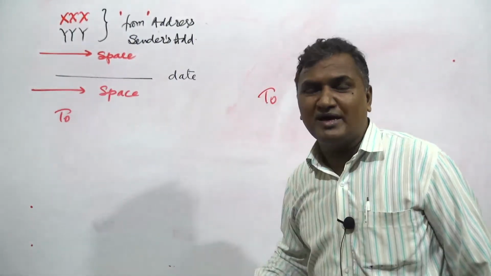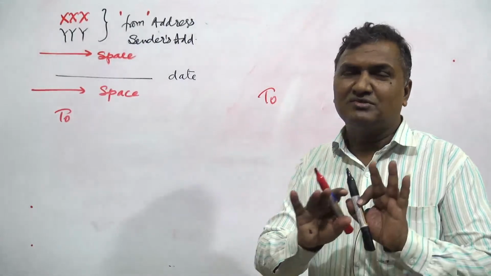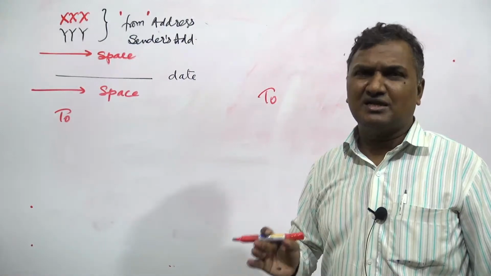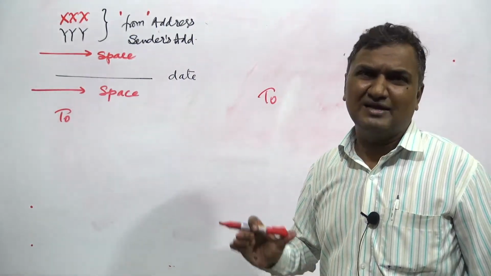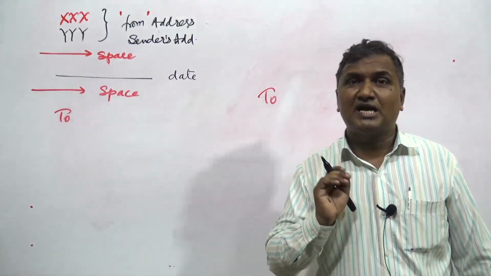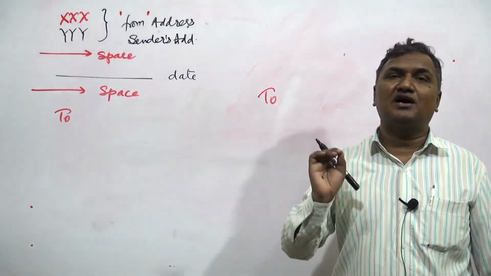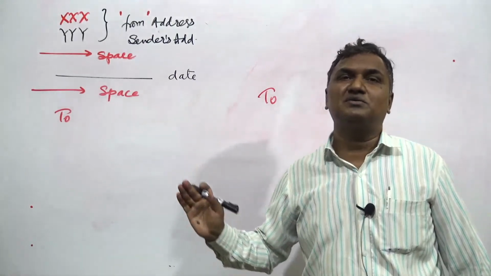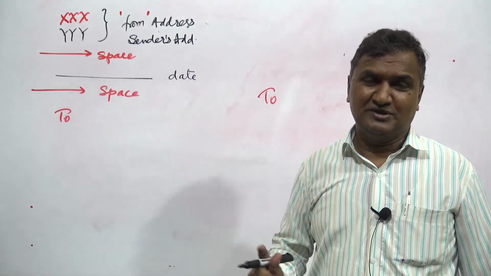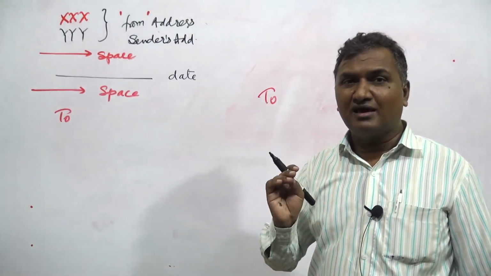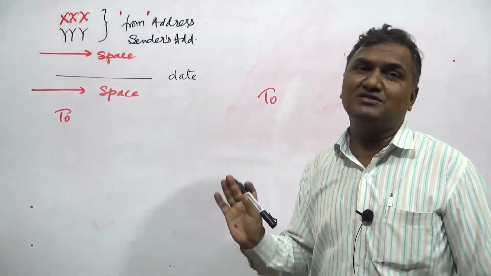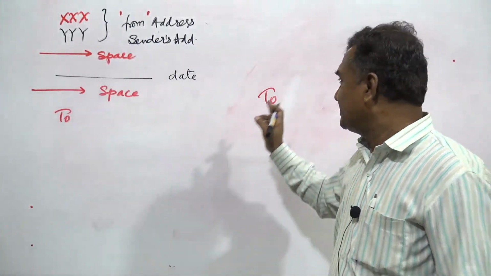You can do away with this to also. There is no need to write to. You can directly write the inside address. But let us write to. We are used to writing to. Let us write to. But don't make the mistake of writing a comma after TO. If you write a comma after TO, it is a mistake. All caps. M-I-S-T-A-K-E. Mistake means mistake. Don't write a comma here. Whoever tells you, please don't write a comma after TO.